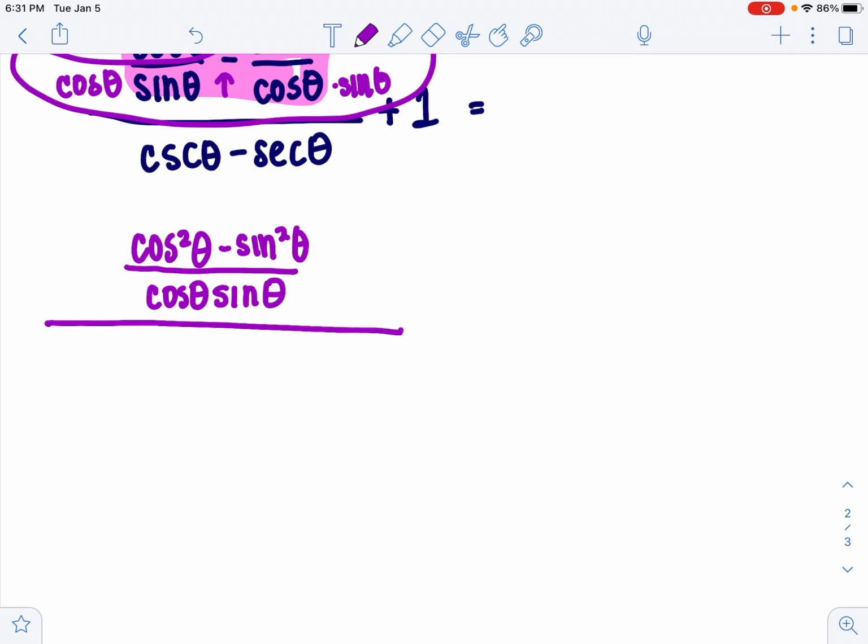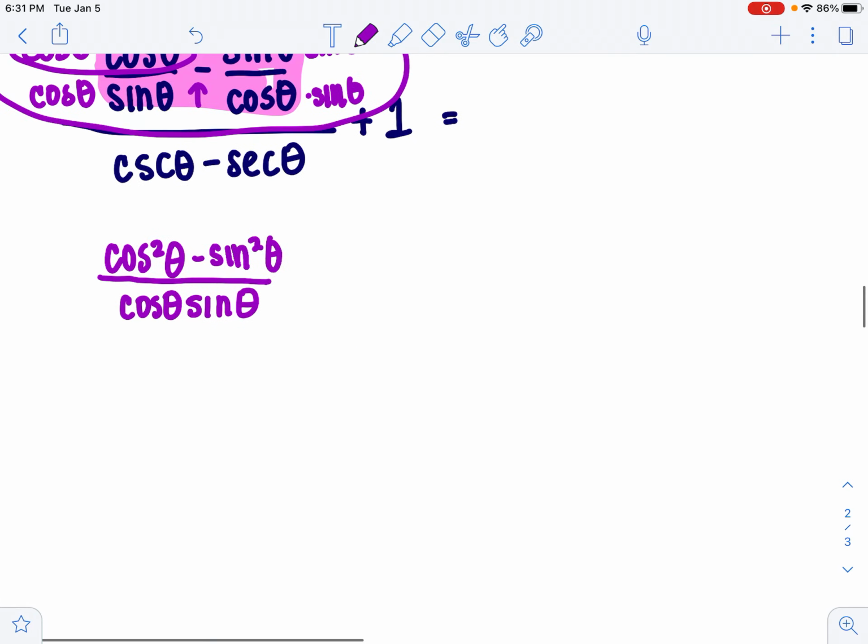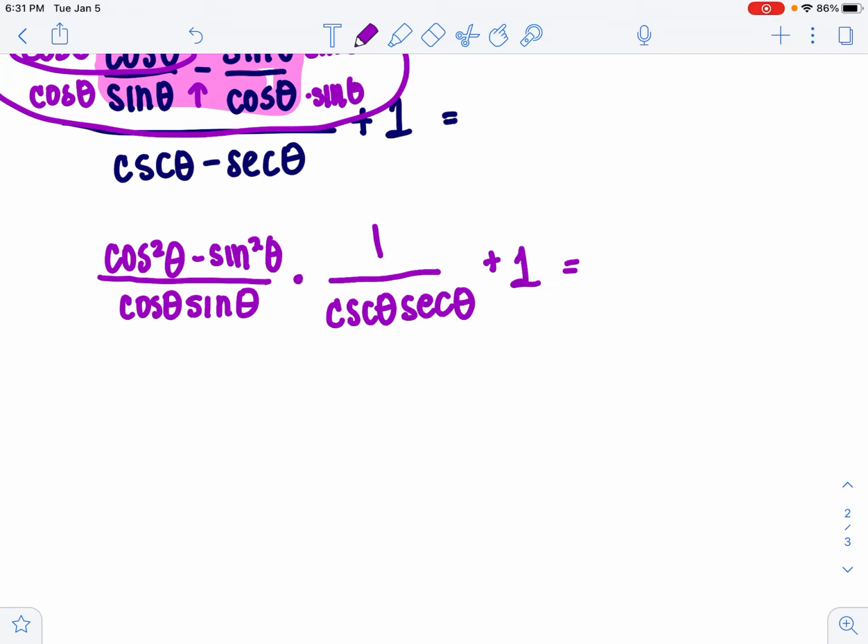Okay, now I could write over cosecant minus secant, but instead what I'm going to do is put times 1 over cosecant times secant, right? Okay, because that's the same thing, right? If I'm dividing by cosecant secant, it's the same thing as multiplying by the reciprocal, which is 1 over cosecant secant. And then I have plus 1.